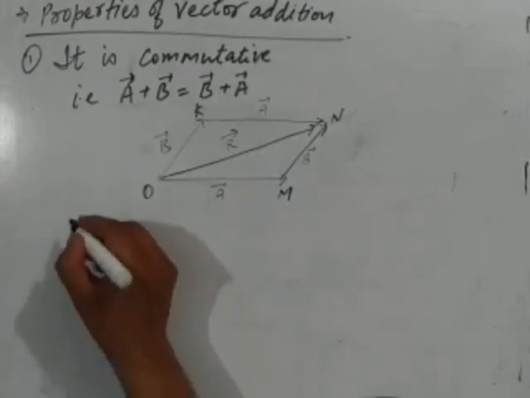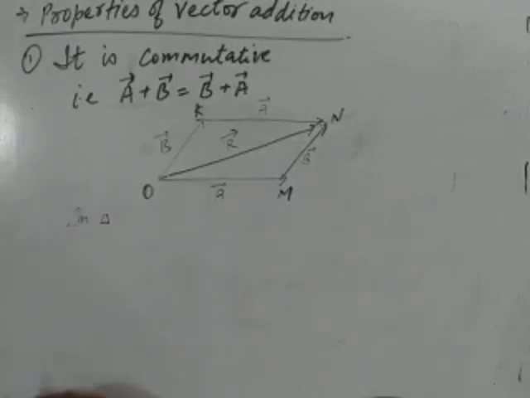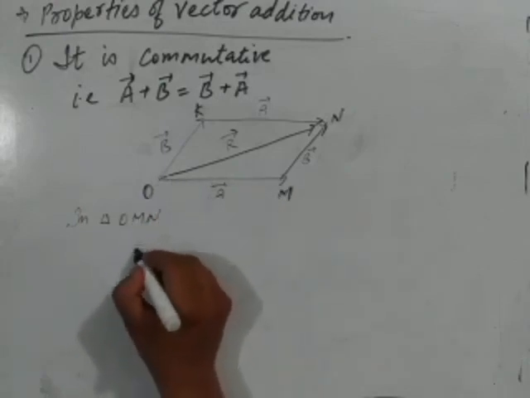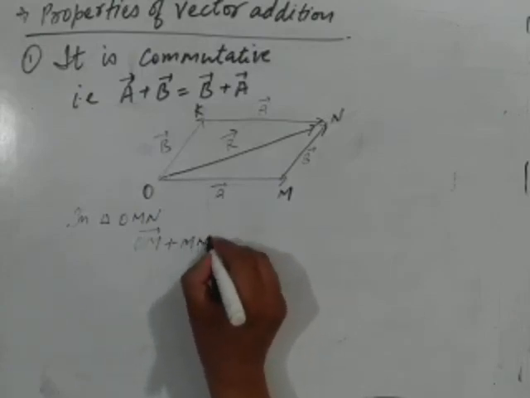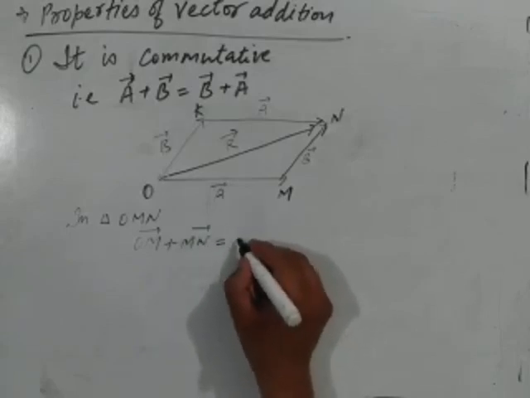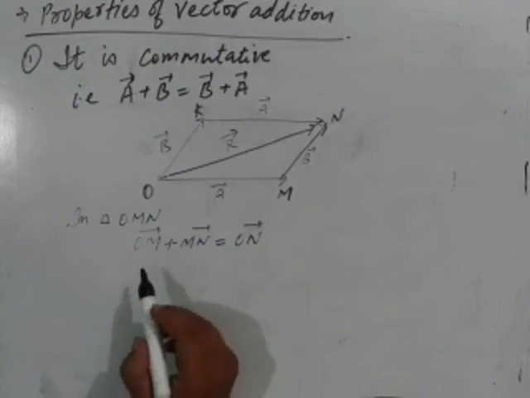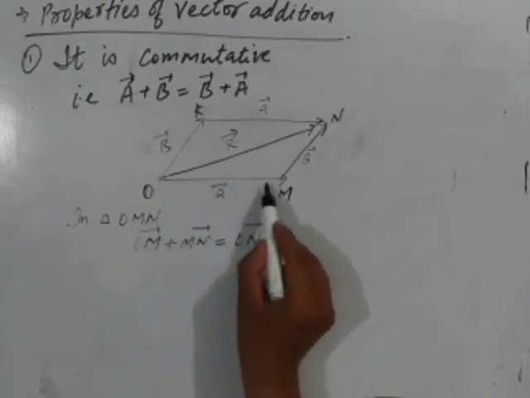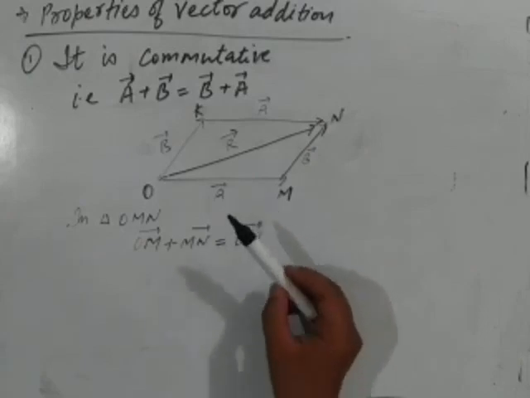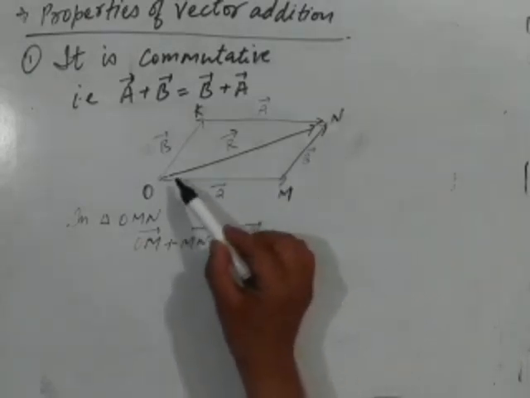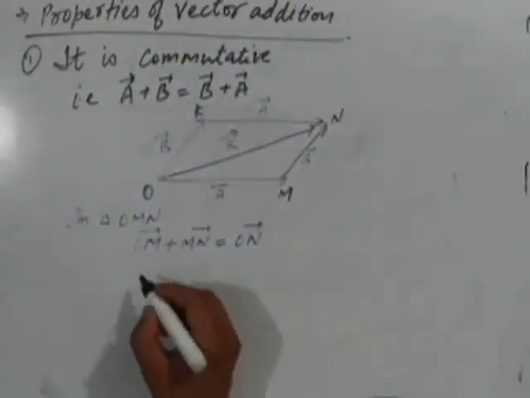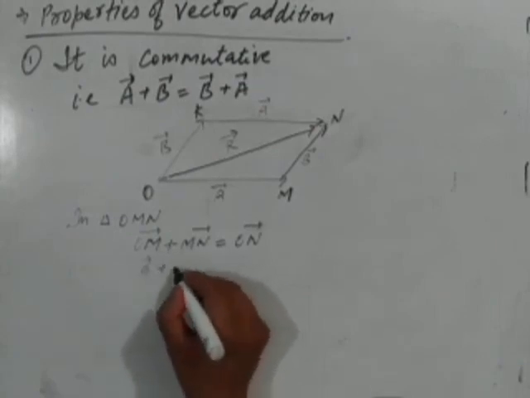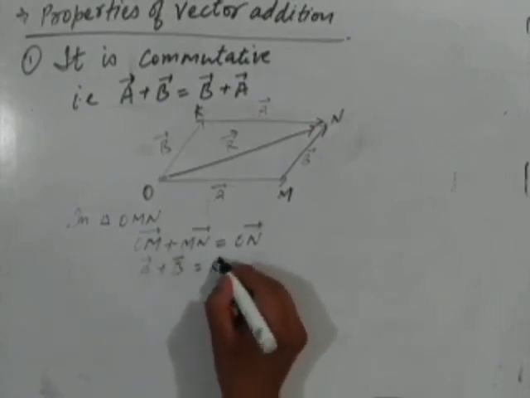Now in triangle OMN, OM vector plus MN vector equals ON vector. We have studied in the triangle law that if two vectors represent two sides of a triangle taken in order, then the third side will represent the resultant. So this becomes A vector plus B vector equal to R vector. Equation number 1.